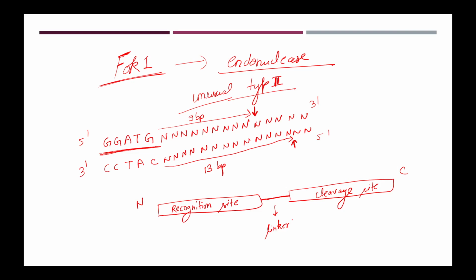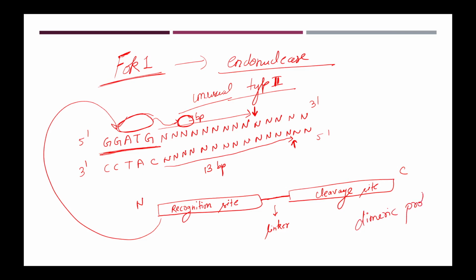When this particular enzyme is present, the recognition site recognizes the sequence GGATG from 5 prime to 3 prime. The recognition site will sit here and recognize, and the other part, the catalytic site, will sit away from the recognition site. So this protein is a dimeric protein.